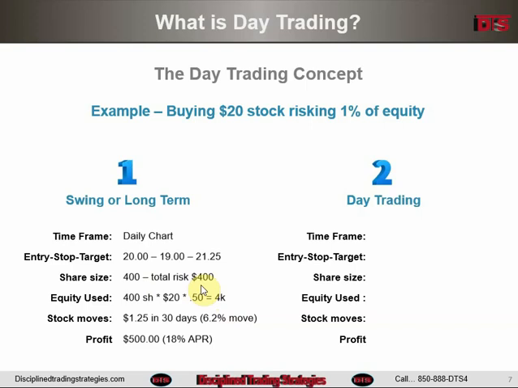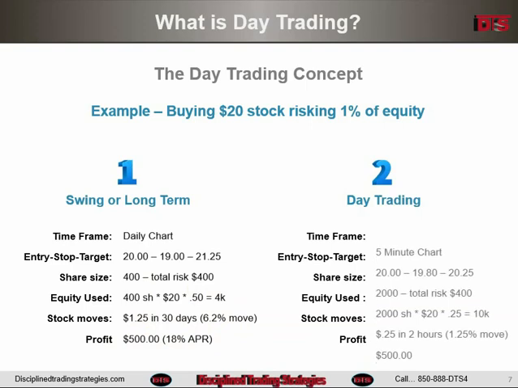Now keep in mind, I'm just using $400 as a risk amount. That doesn't mean it's what you should be at or what you should start off with or what you should end up at. I'm just using this for an example. So the stock moves $1.25, let's say in 30 days. That's a 6.2% move. That's a pretty good move. And you would profit $500, which would come out to be about an 18% APR.